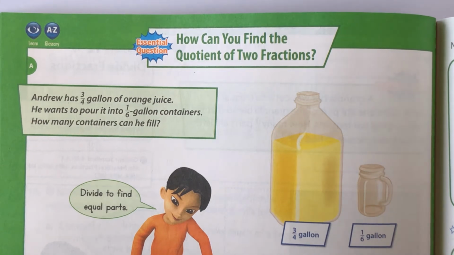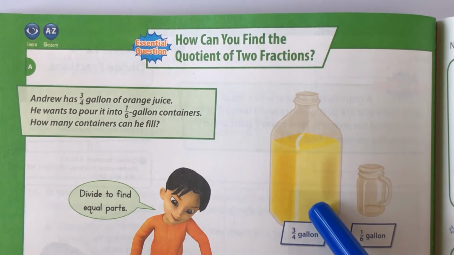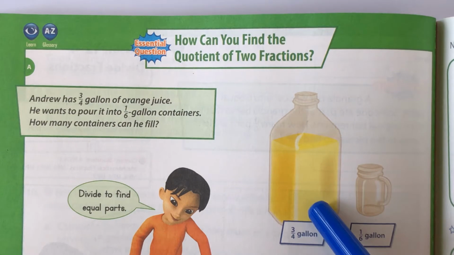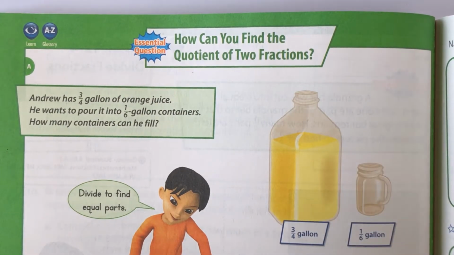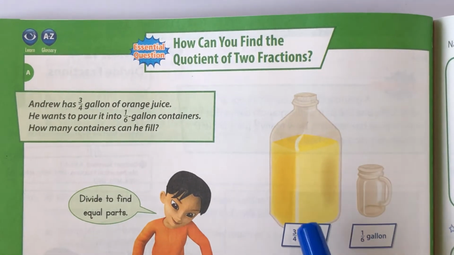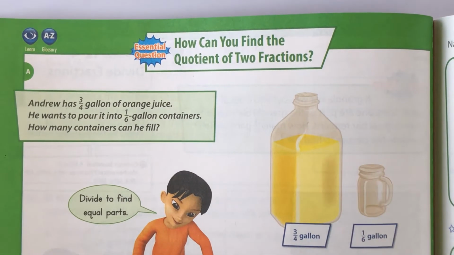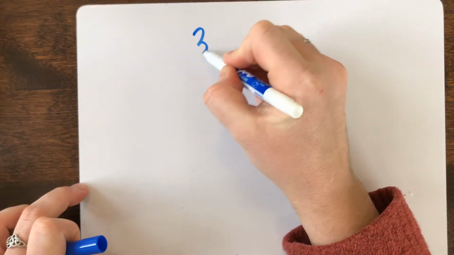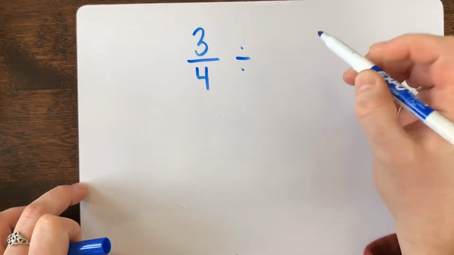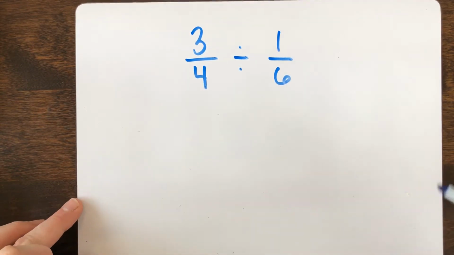So basically what we're trying to figure out is how many 1/6 gallons can we fill from that 3/4 gallon of orange juice. It's not fully filled, it's only 3/4 filled. So our math problem is we're starting with 3/4 and we're seeing how many 1/6 we can get from 3/4. So our problem is 3/4 divided by 1/6.